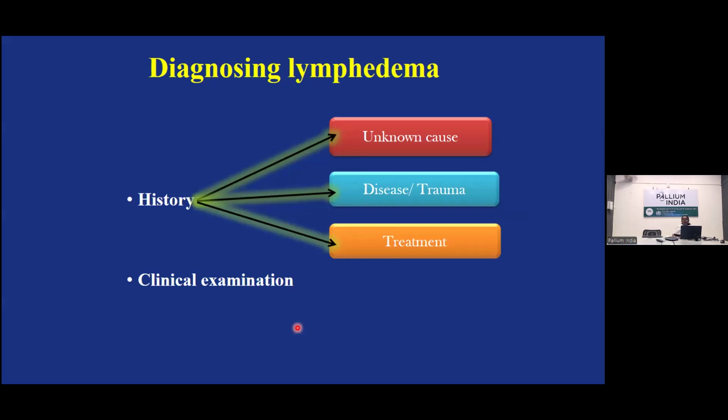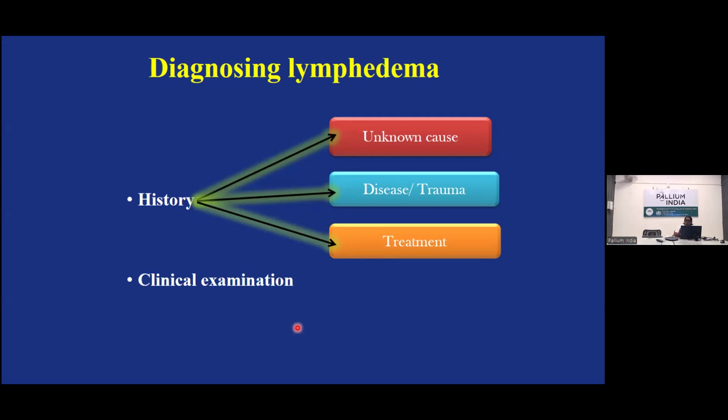So you have to take a proper history. You have to be a good listener and understand the cause of the edema. When you take the history, you have to understand whether there is any unknown cause, whether it is disease related or trauma related, and whether it is treatment related. You have to keep all these things in mind whenever you take a history. And then you can do the clinical examination. If you take a proper history, then you can understand whether the patient is having lymphedema or not.